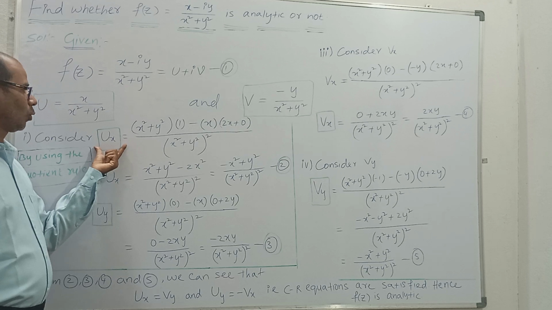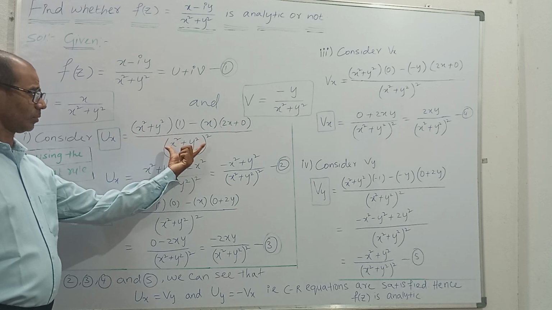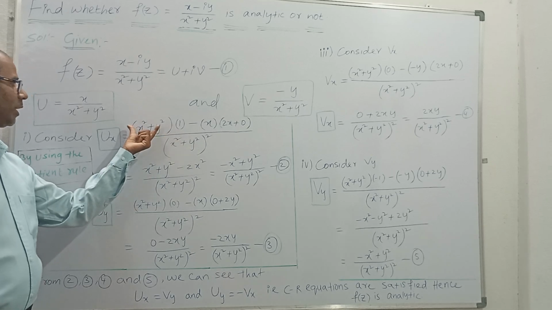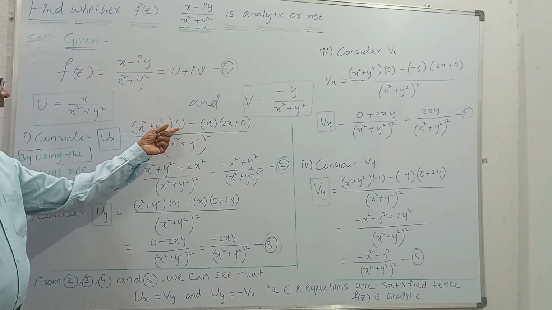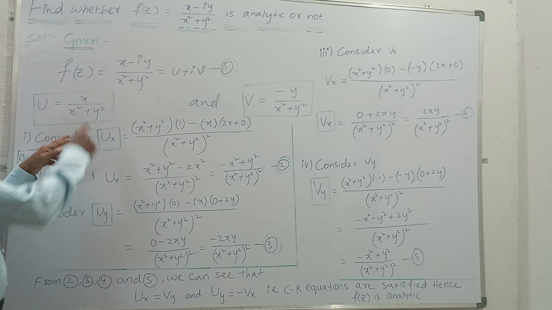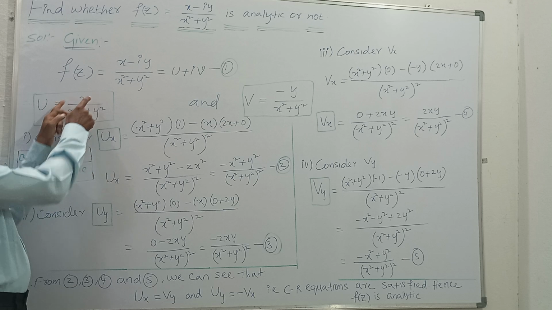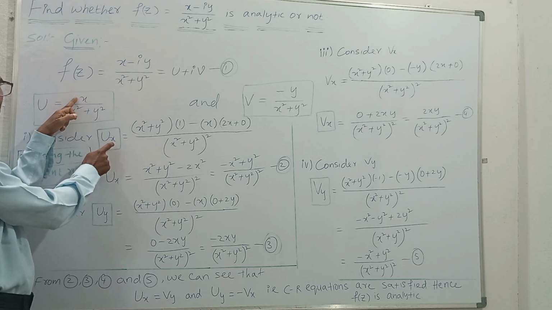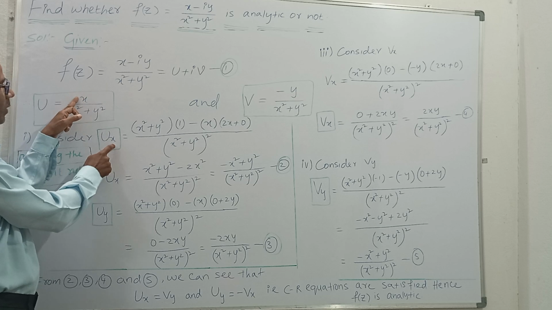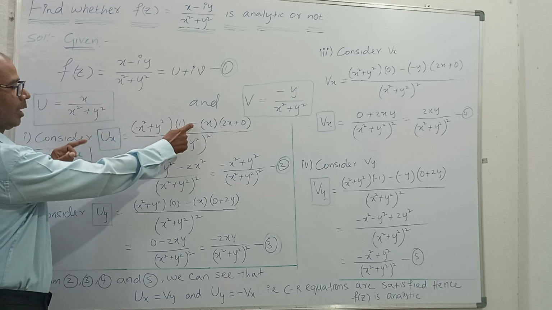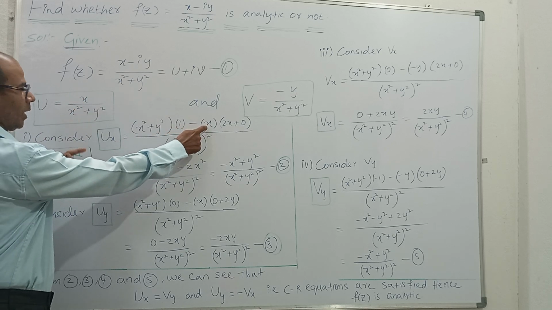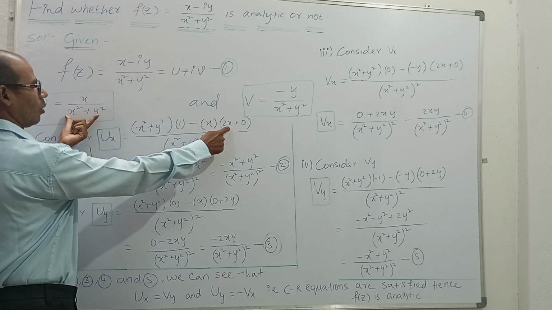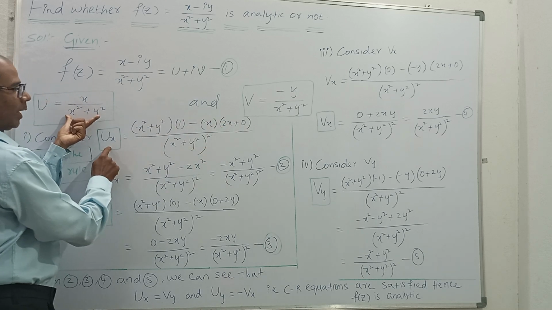So the partial derivative of u with respect to x is equal to the denominator square in the denominator, denominator times the partial derivative of the numerator with respect to x. That is the partial derivative of x with respect to x, which is 1. Then minus numerator into the partial derivative of the denominator with respect to x.